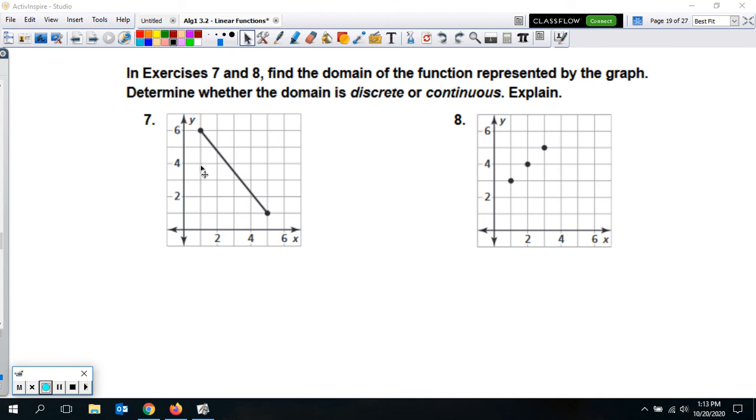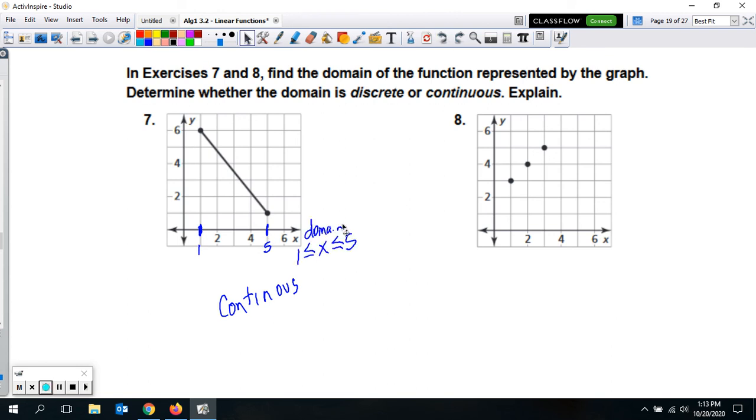Alright, so your answer for number 7, this one you can see it is continuous because it's connected from your first point to the second point. So since it's connected there, it is continuous from 1 to 5. So from 1 to 5, that's where we were at. It is continuous. It continues from 1 to 5 here.